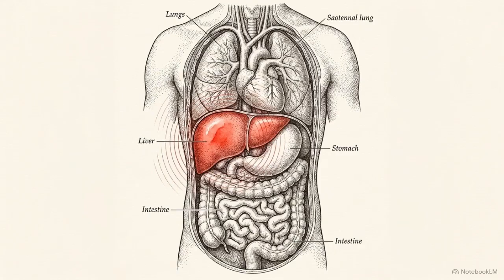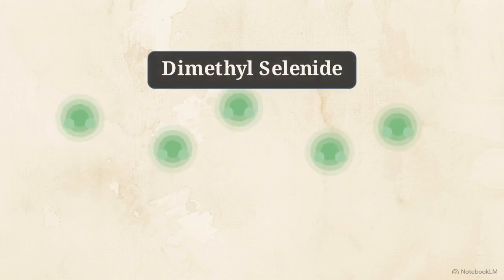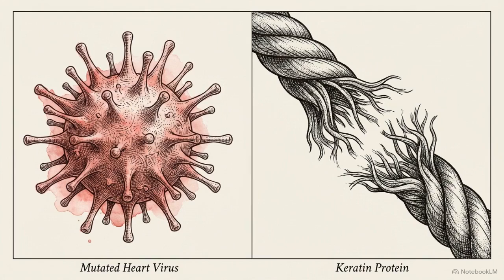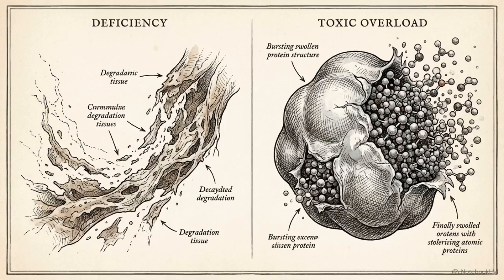To vent these acute toxic overloads, the liver engages a specialized emergency valve. It converts the raw excess into highly volatile dimethylselenide gas, physically exhaling it through the lungs and producing a pathognomonic, intense garlic breath odor. From the weaponization of benign viruses to the physical uncoiling of structural proteins, these extremes prove that human survival requires an incredibly tight, highly regulated homeostatic balance.